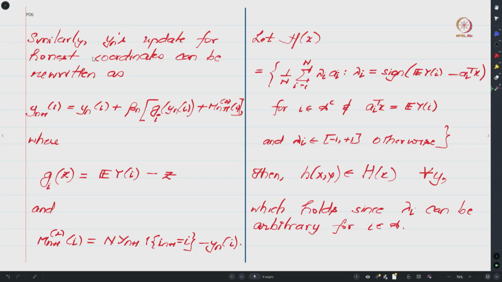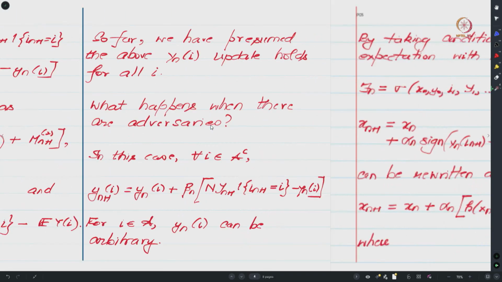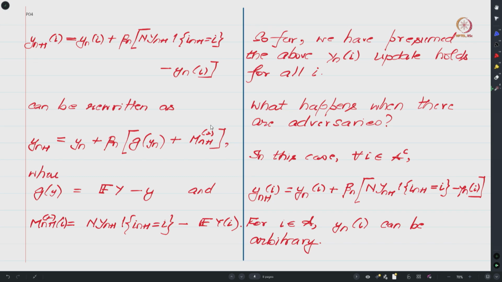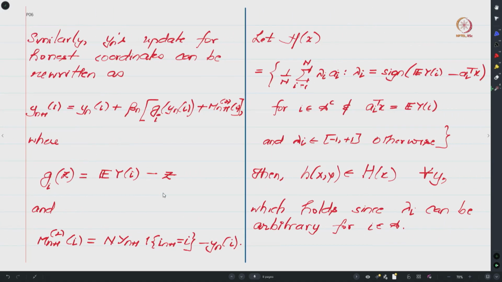Similarly as in the noise non-adversarial case, yn's update can be written in this form. However, one needs to now be careful. In the no adversary case, yn plus 1 had the following update rule. In other words, if you look at the ith coordinate of this, there exists an update rule which held for every i. However, in the case where we have adversaries, this update rule holds true only for the coordinates i which are non-adversarial in nature, and for all other i's, these yn i's can be arbitrary.